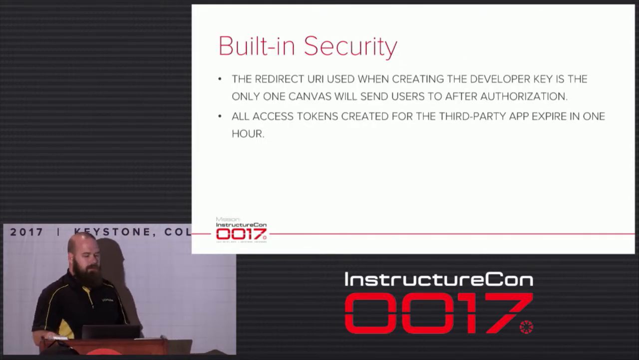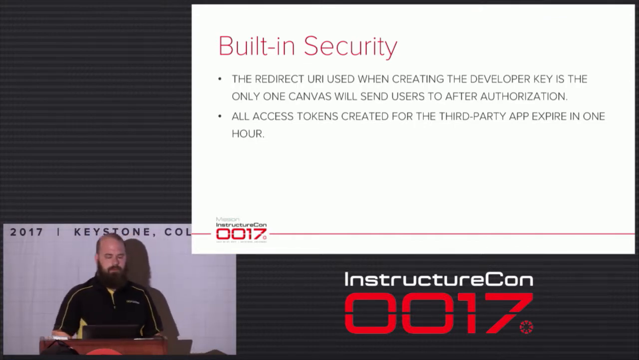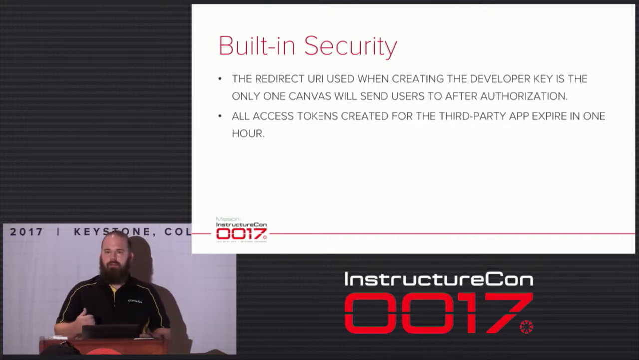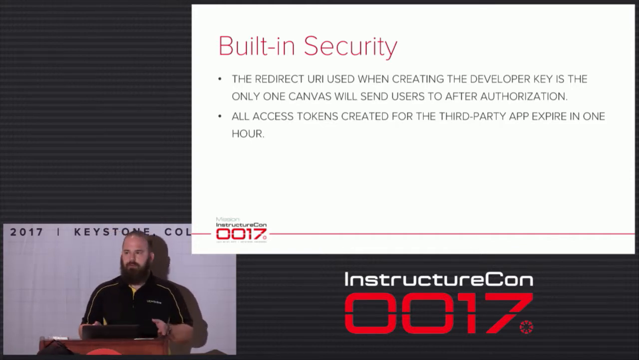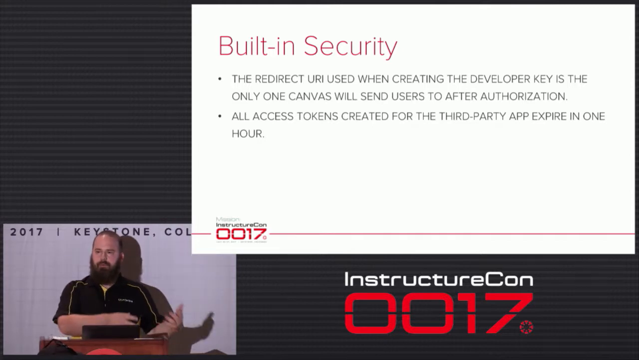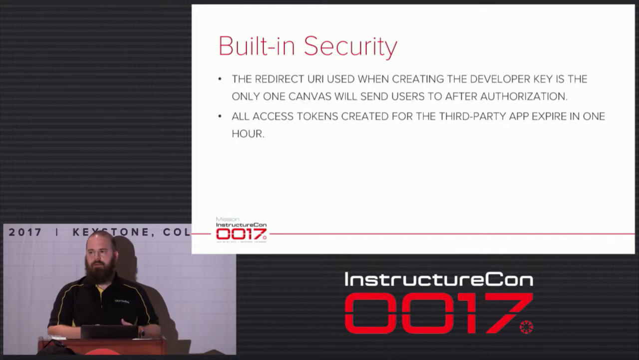So OAuth 2 does have some built-in security. The redirect URI that you put in when you're registering or creating that developer key is the only URI that Canvas will redirect the user back to. So even if somebody stole your developer key, they would have to also completely hijack your server and host their own application on your server at your URL in order to be able to use that developer key.